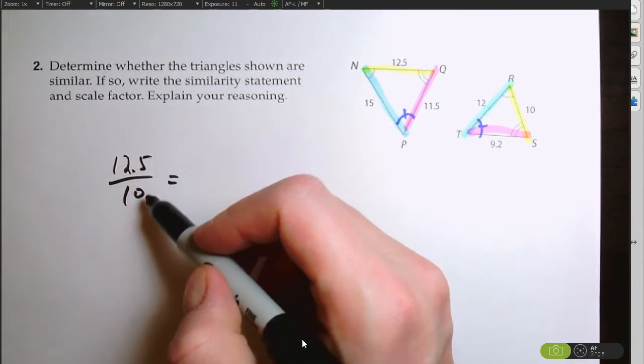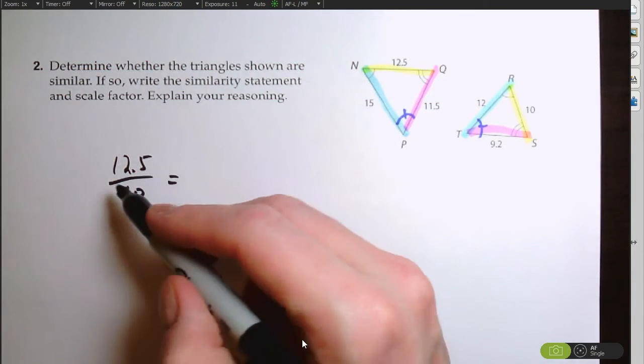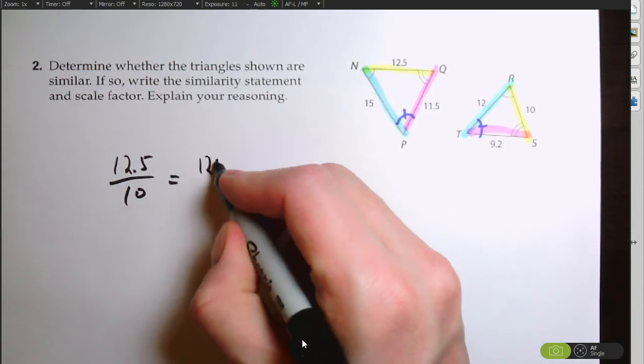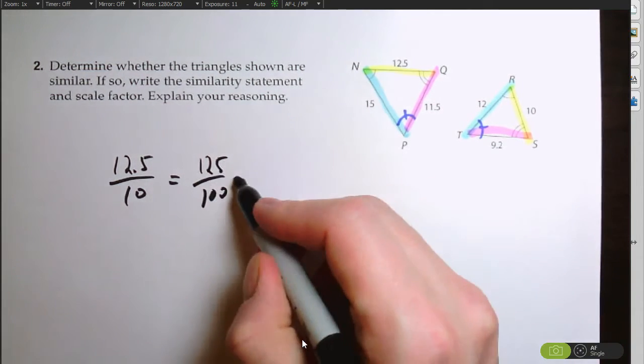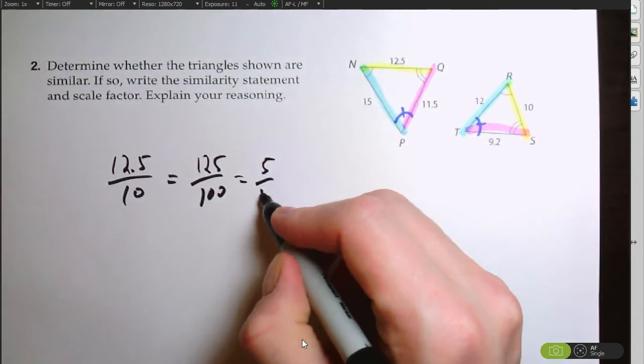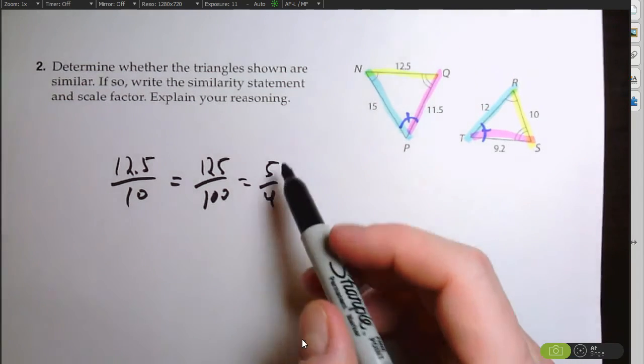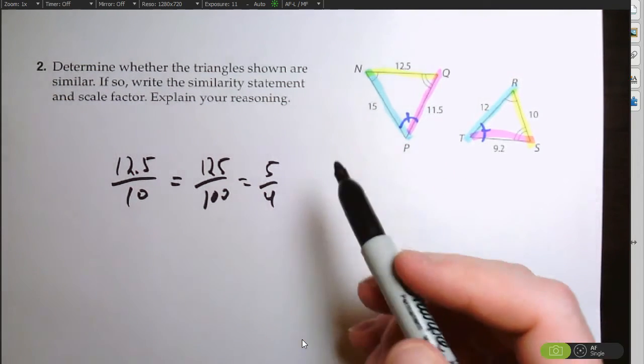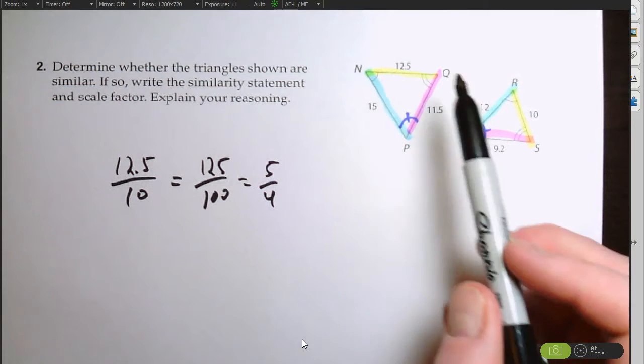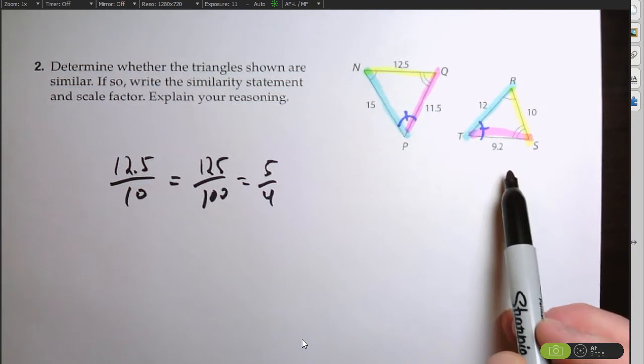The easiest way to do this is really just to double both of these, or you can multiply them by 10, and that gives you 125 over 100. That reduces then to 5 over 4. Okay, so I better have 5 over 4 for all of these. So now I did 12.5 to 10. Now I'm going to do 11.5 to 9.2.